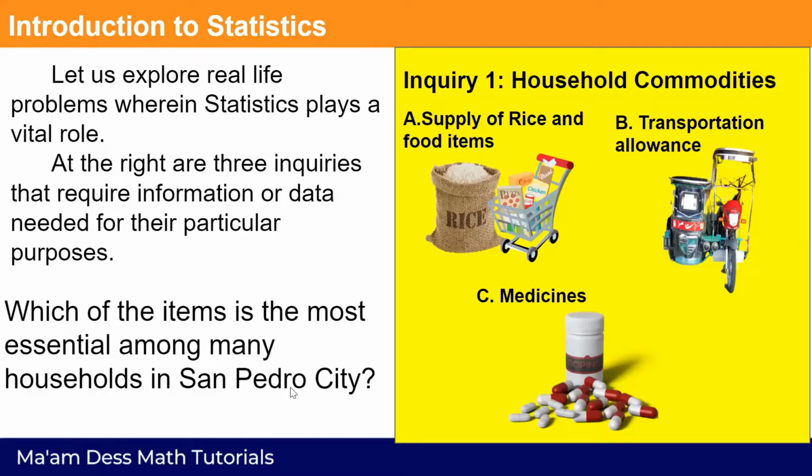So I think not only in San Pedro City, but in the whole country, in the Philippines, your answer must be supply of rice and food items. Okay, so we have letter B, transportation, letter C, medicines. So I think yung sagot po natin dito ay supply of rice and food items. Kasi sa tingin natin, ito yung pinakamahalaga. Diba? Mas mahalaga sa pamumuhay ng bawat pamilya or ng bawat tao sa buong mundo. Siyempre, kung walang pagkain, hindi tayo mabubuhay, di ba?